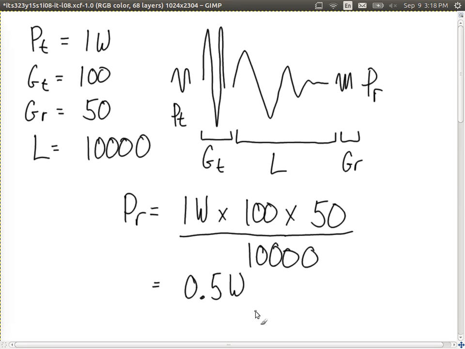So we transmit at 1 watt. The total gain from the antenna is 100 times 50, or 5,000. The total signal strength lost as it propagates through the air is a factor of 10,000, so we end up at the receiver with 0.5 watt. In this case, I assumed I knew the transmit power, I knew the characteristics of the antenna gains, and let's say I measured the loss, how much power was lost, 10,000, then I could calculate the receive power.